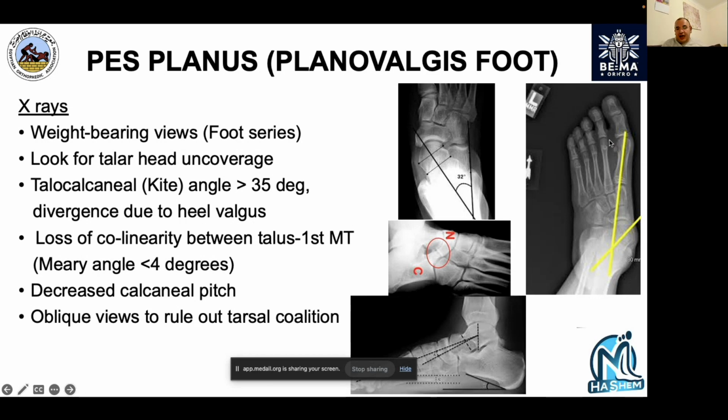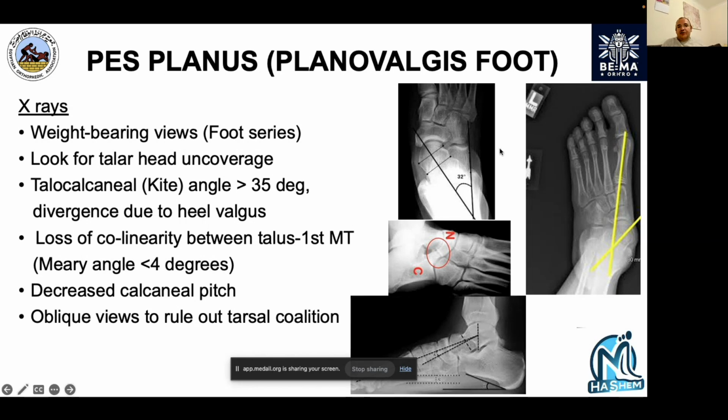So the first thing to look at is the forefoot abduction, and to look at the forefoot abduction, either you calculate the angle between the longitudinal axis of the talus and the line of the first ray with the navicular, or you calculate how much of the talar head is not covered by the navicular, and if this uncoverage is more than 15%, it speaks about significant forefoot abduction.